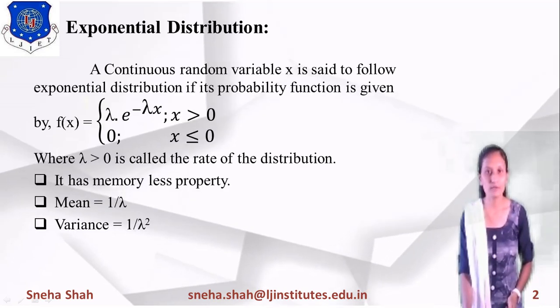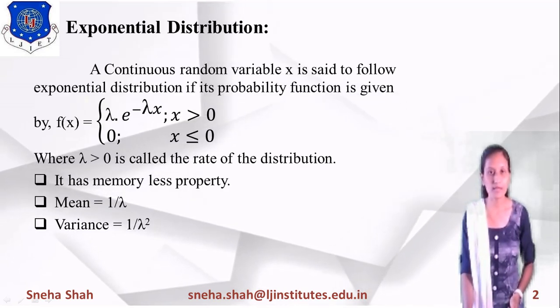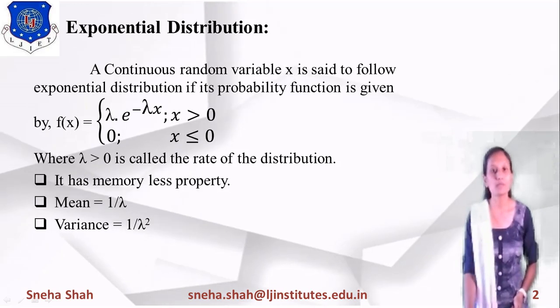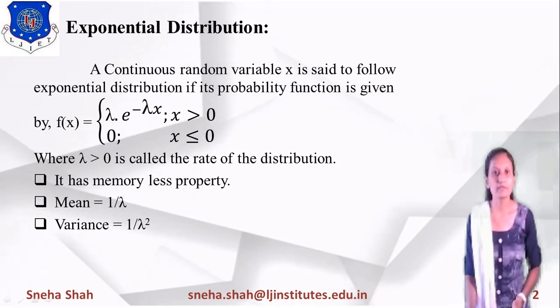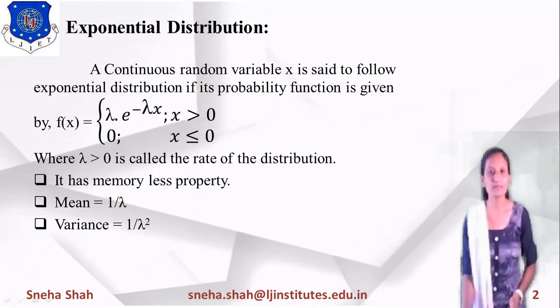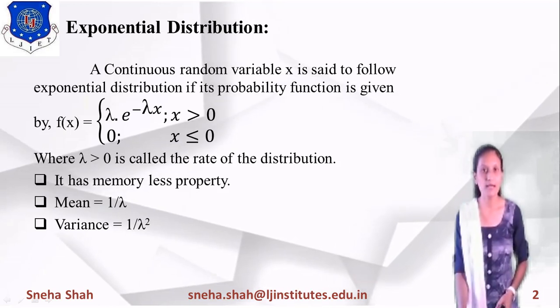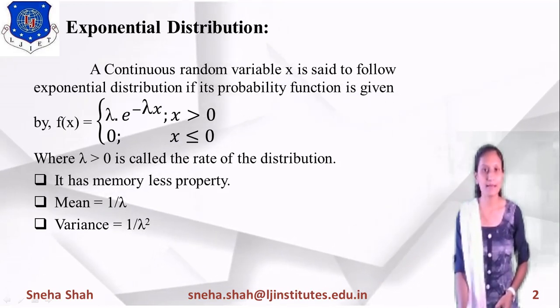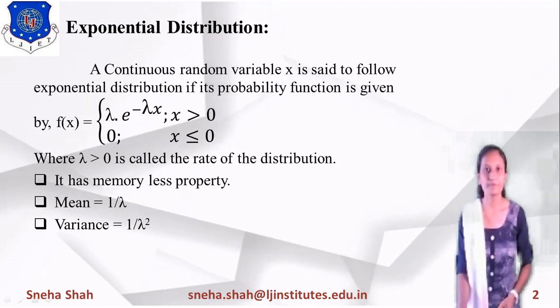Now we have to find the mean value. What is the mean value? Mean value equals 1 by lambda, right? So we will take 1 upon 1 by 5. Same way we have to find the variance. For that we will take 1 upon lambda square. So in this, instead of lambda I am taking 1 by 5.